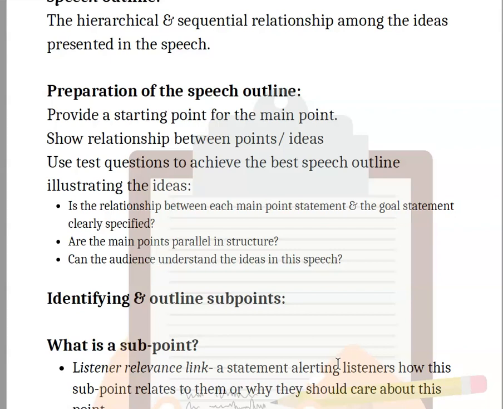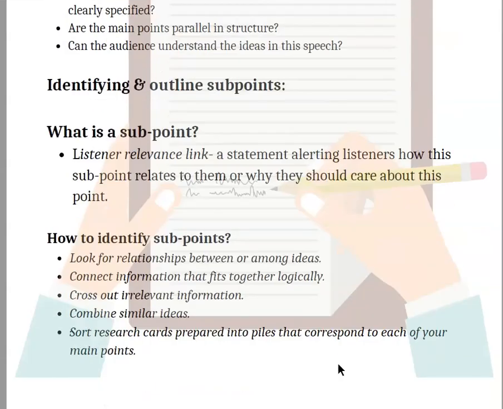And you need to also look through the speech outline, your points, to see, does it make sense? Does it relate to the goal that you are trying to achieve in this speech? Will my audience be able to understand this speech? So these are the questions you can ask when you prepare your speech outline. And then you also need sub points, which is the elaboration. So when you do elaboration, make sure your audience can relate to it.